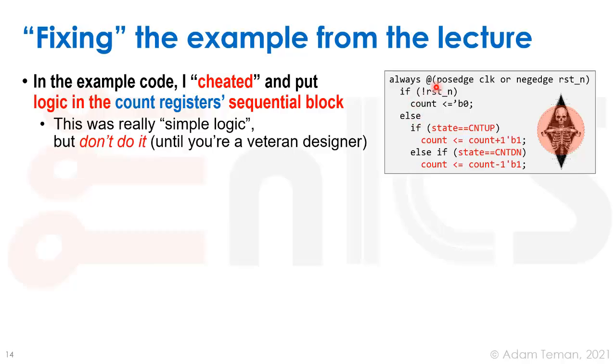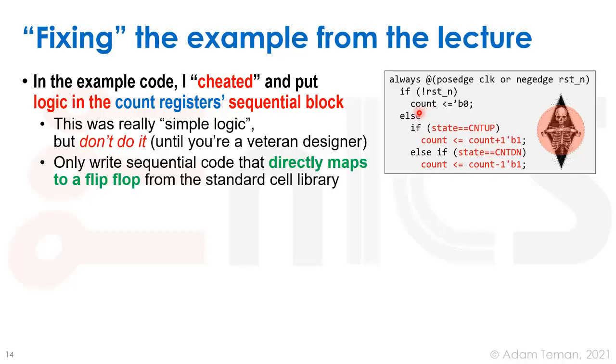So what we had here was always at positive clock or negative reset. If we are in reset, count is going to become 0. Else, if state is count up, then we should add 1 to count. If state is count down, then remove 1 from count. That is combinatorial. That is logic. We don't want to do that.